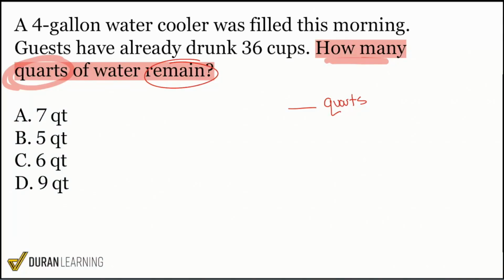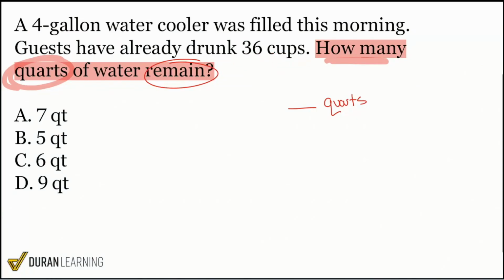Then number two, it's making sure everything is written in quarts. That's the big one too. So my party people, let's get into it. We want to know how many quarts remain. Let's take a look at the information. We are talking about this water cooler that is 4 gallons in capacity. Okay. So 4 gallons is this water cooler, and it was filled up. Sweet. Our guests have already drank 36 cups.